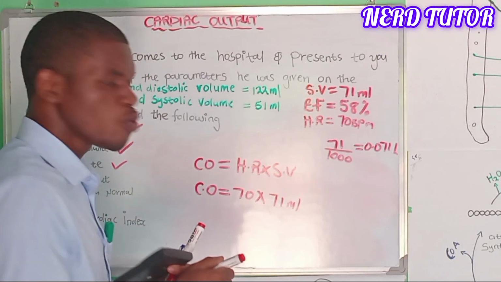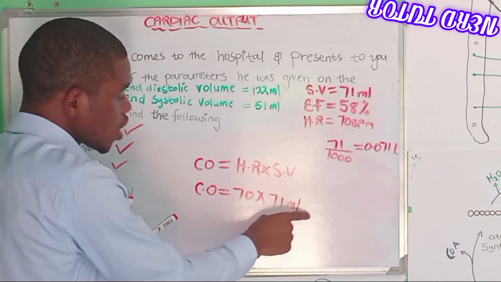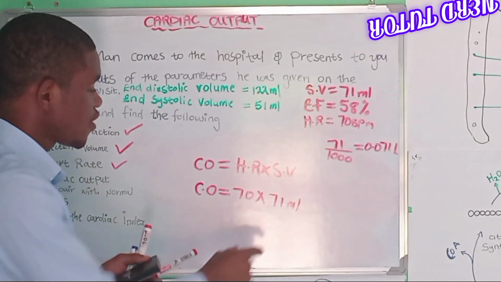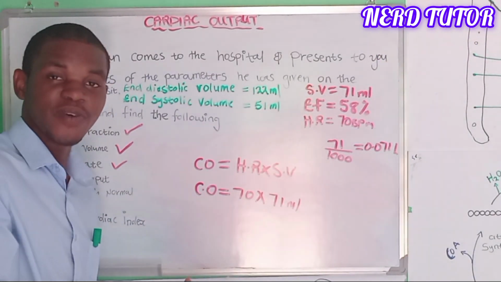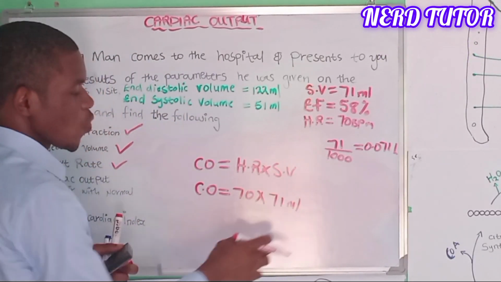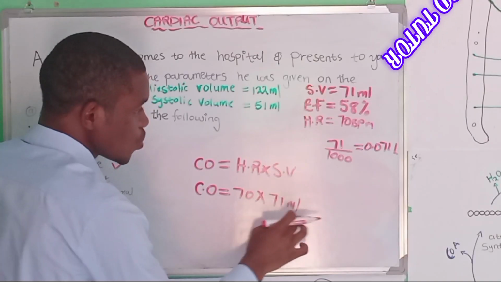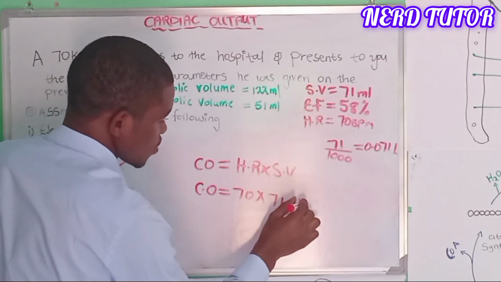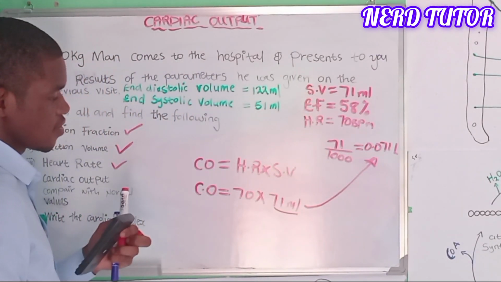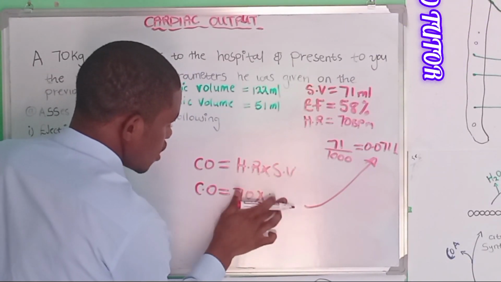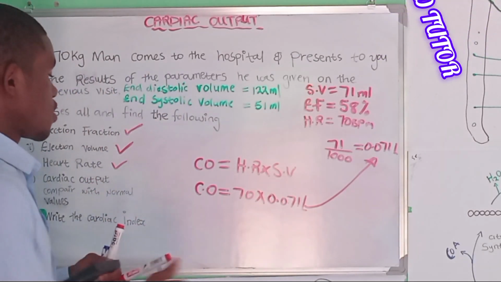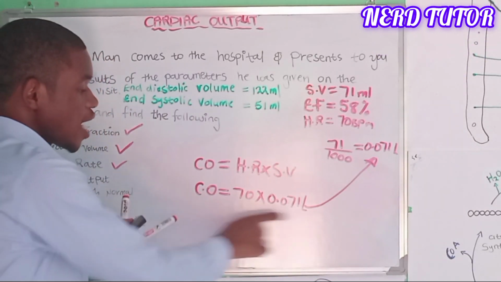But for us not to be confused, here where we have put 71 milliliters, let us put 0.071 liters, because it will be very easy for us to read the cardiac output, since it is given in liters. So here where we are having a stroke volume of 71 milliliters, we are just going to convert this 71 milliliters into liters. So we are replacing this with 0.071 liters. Now let us try to punch this so that our answer will be in liters, not in milliliters.